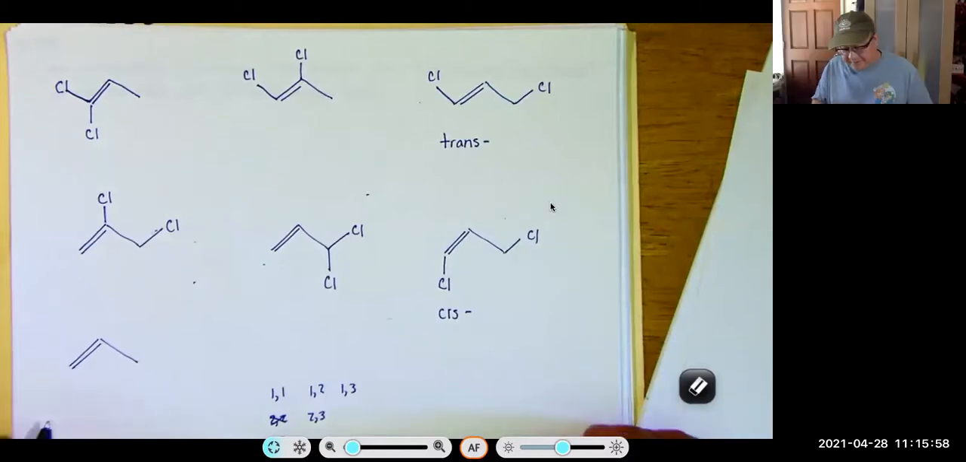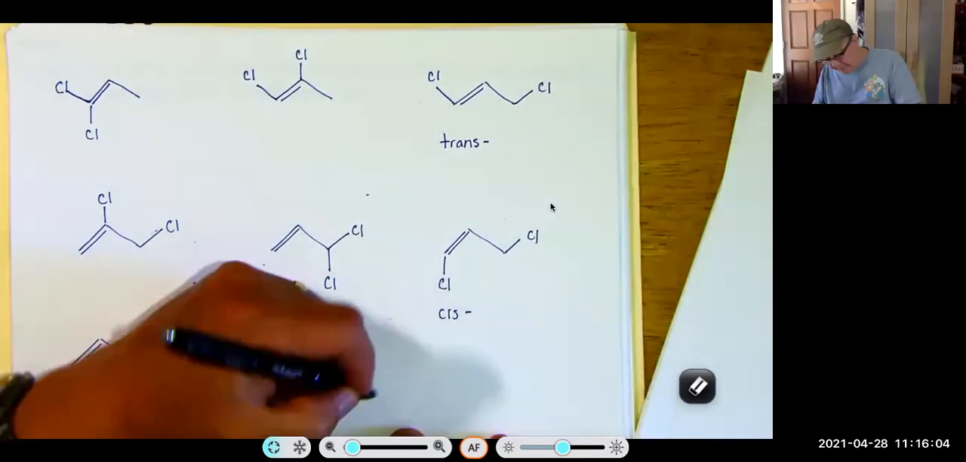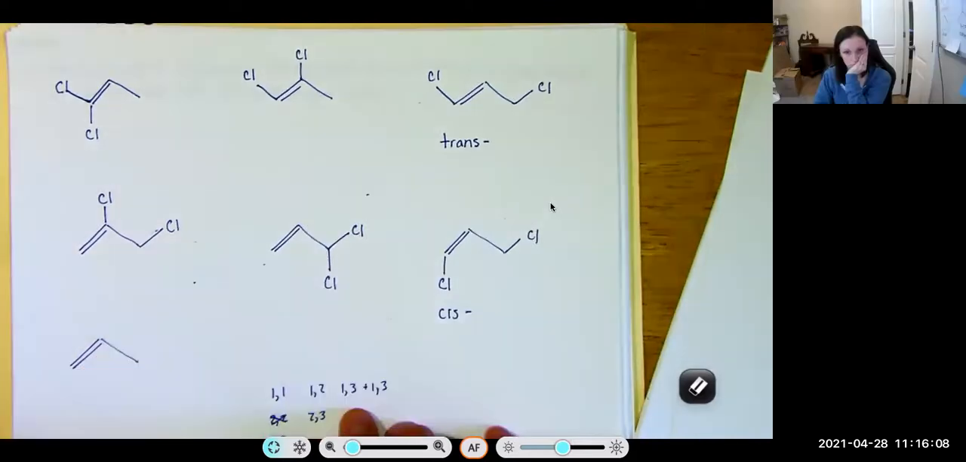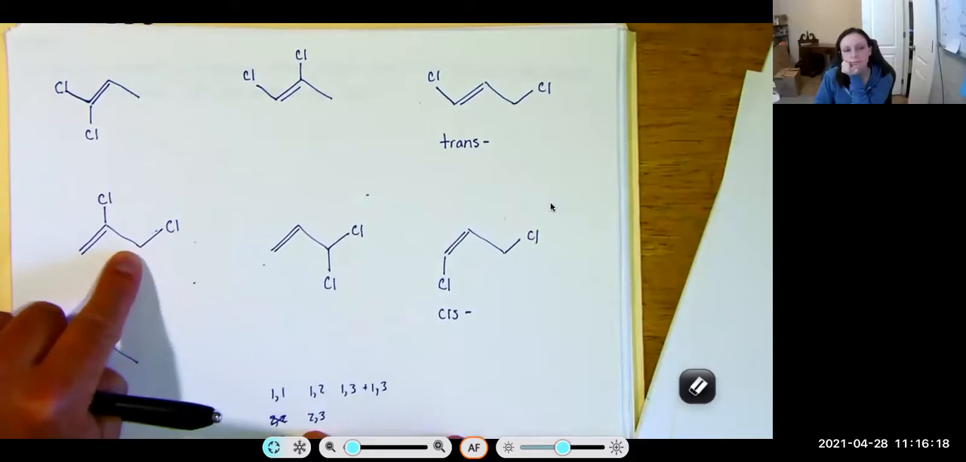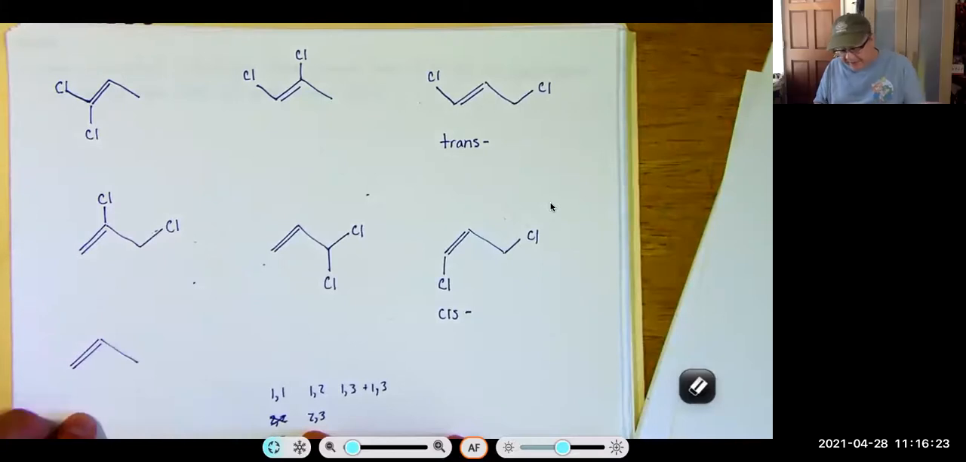What about this one? We already did that one. 1-3, there's actually 2 of them, right? Okay. How about the 2-3? Any possibility of cis trans here? No. And then how about the 3-3? Any possibility of cis trans here?